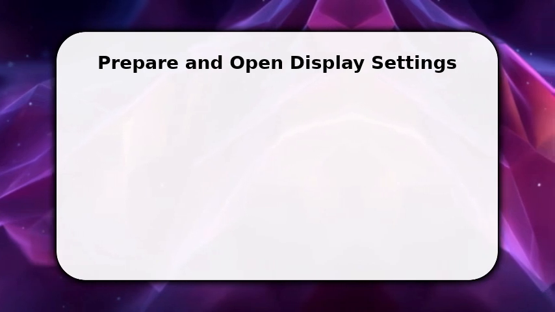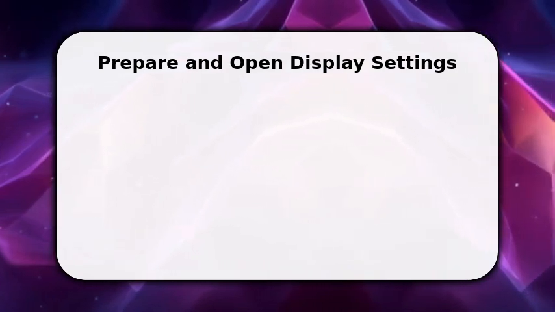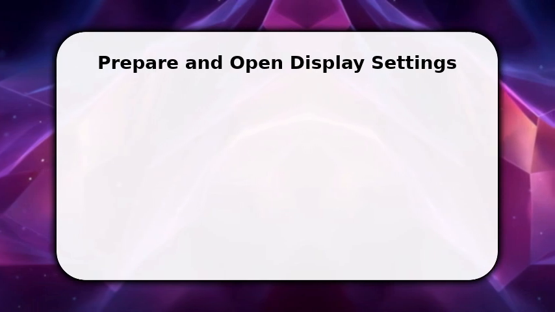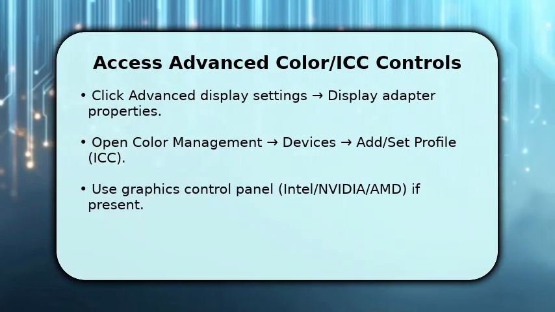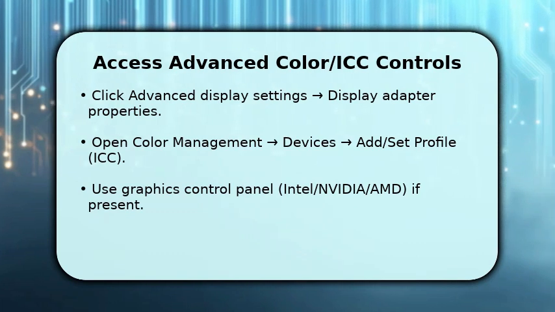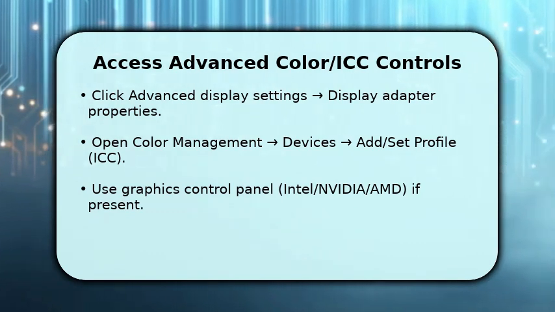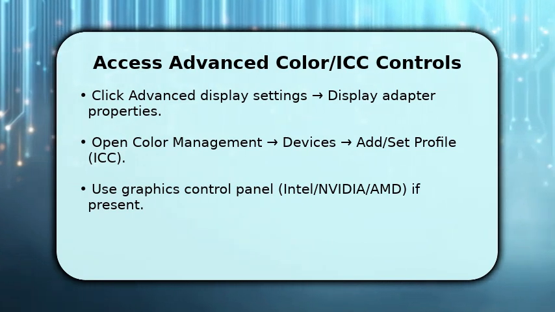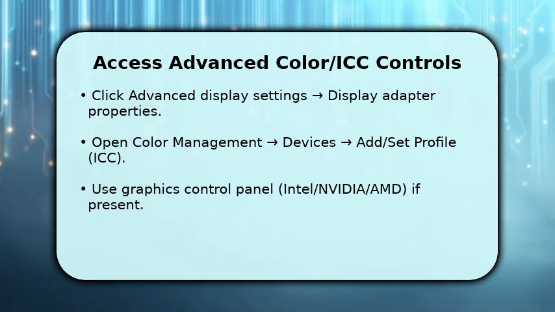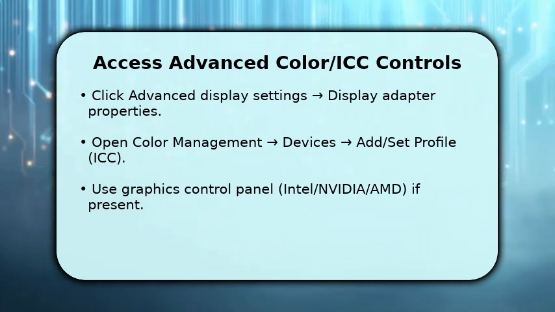After opening Display, scroll to the related settings so you can access advanced or color profile options for the next step. You now dive into advanced controls to change contrast directly. Once in advanced display settings, open Display Adapter Properties and then Color Management. Select your display and add or set an ICC profile that alters contrast.